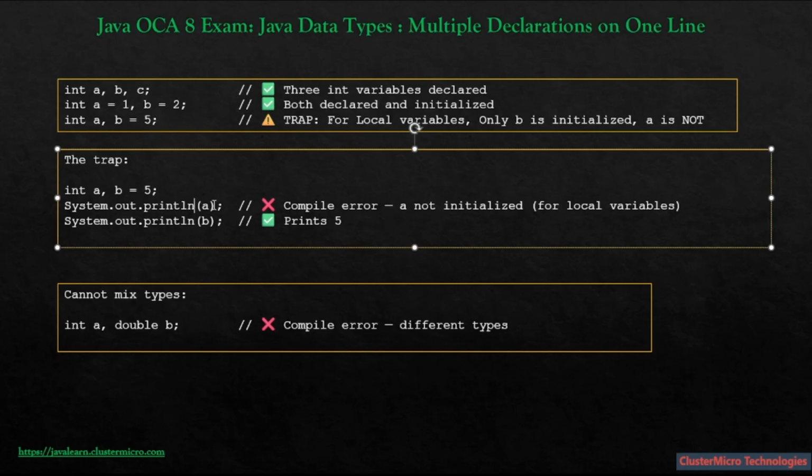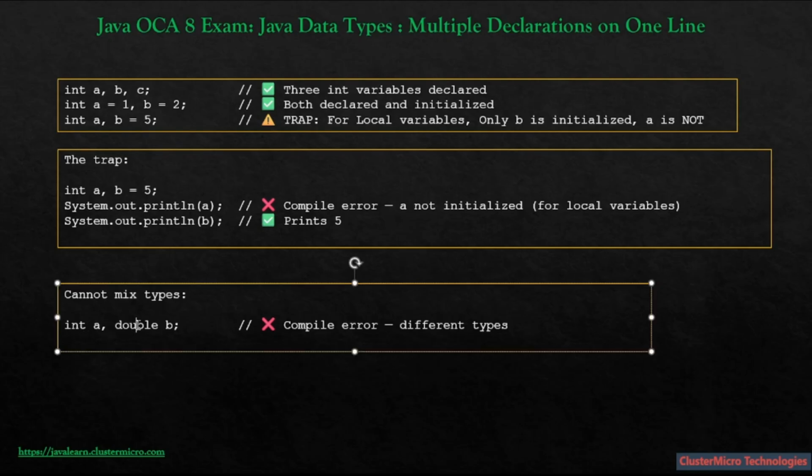Another thing is that you cannot mix types in multiple declarations. You cannot have int a, double b; here it will lead to a compile error. So different types cannot be mixed, so you have to write them as separate statements.